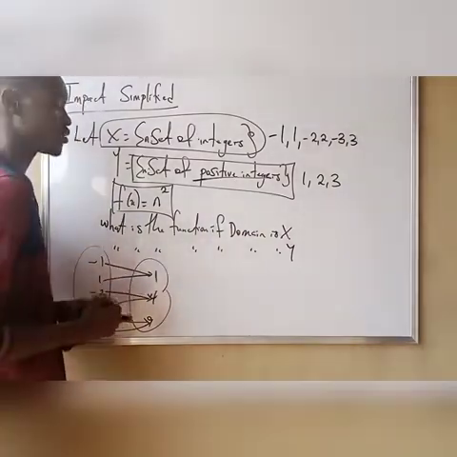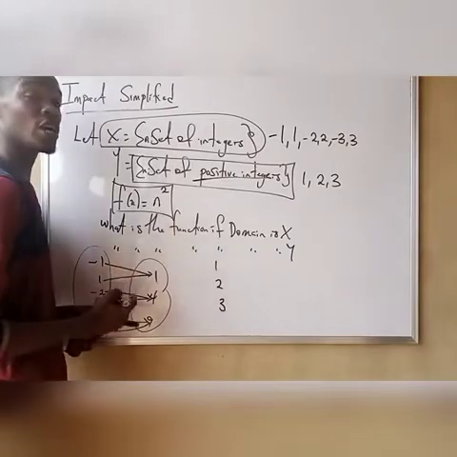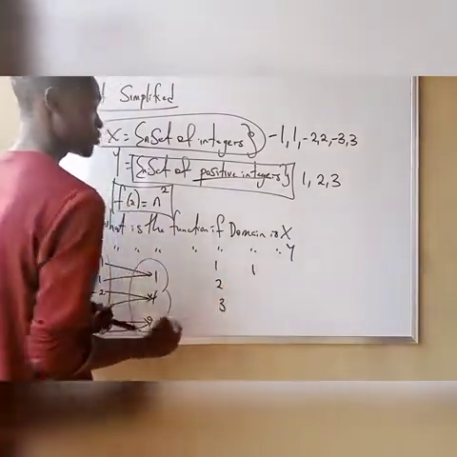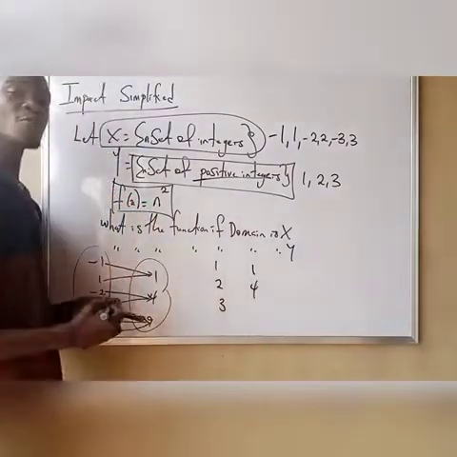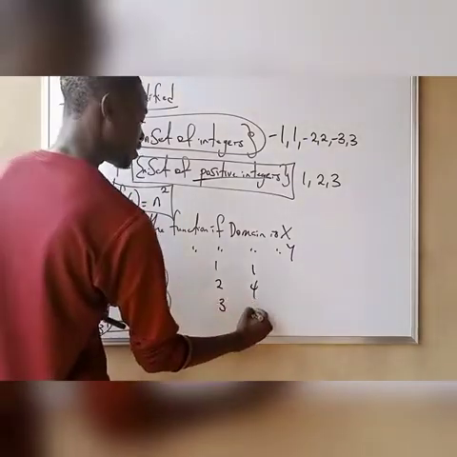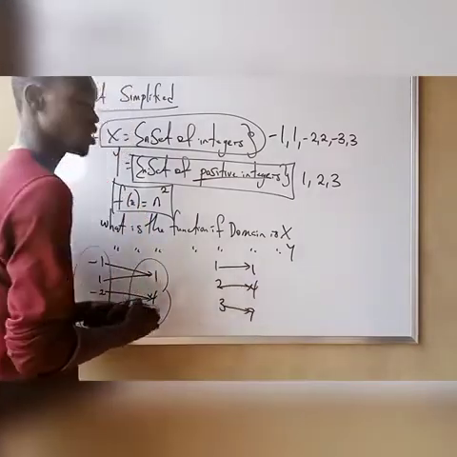That means there is no negative. That means we only have 1, 2, 3. So if your input variable is 1, what is 1 squared? 1. If your input variable is 2, what is 2 squared? 4. If your input variable is 3, what is 3 squared? 9. And this will link to this, this will link to this, this will link to this.